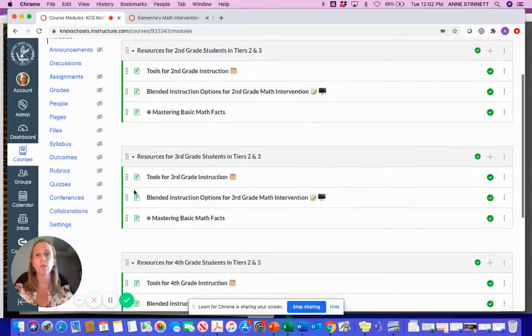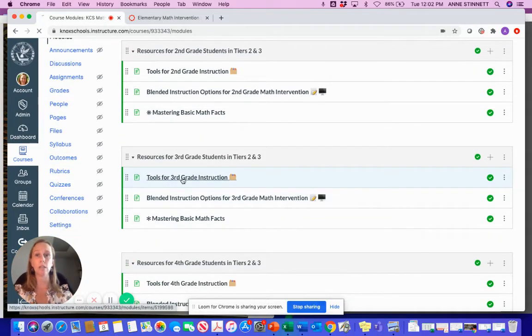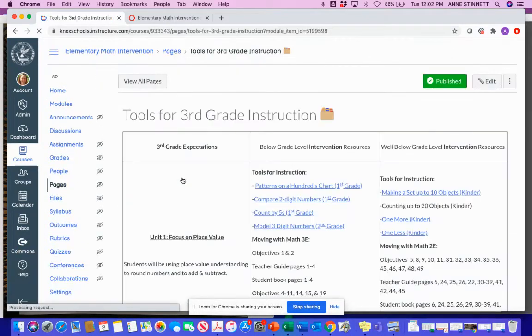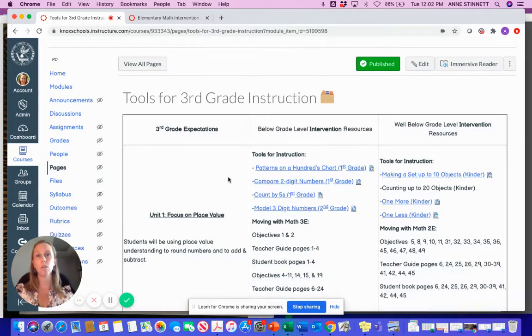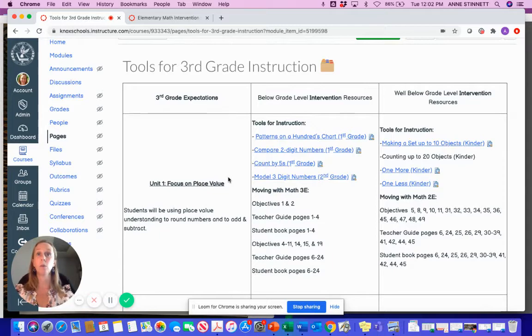The first thing I want to show you, I'm going to go to 3rd grade because I think it is the most complete, is the tools for 3rd grade instruction. What we have here is a table of direct instruction, mostly print resources for your students in math intervention. The first column, the 3rd grade expectations, mirrors the 3rd grade grade level tier 1 curriculum. The first thing that third graders do in this example is focus on place value.